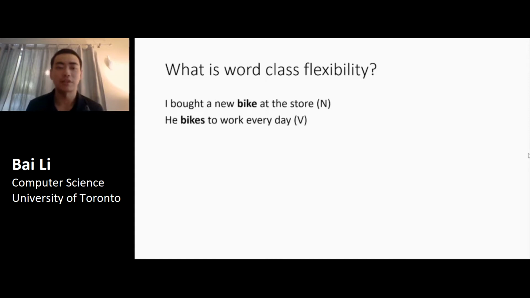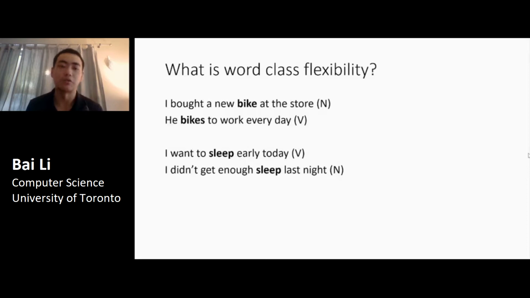Word-class flexibility is when a single word can be used as multiple parts of speech. So for example, the word bike can be used as a noun, I bought a new bike at the store, or as a verb, he bikes to work every day. Similarly, the word sleep can be used as a verb, I want to sleep early today, or as a noun, I didn't get enough sleep last night.